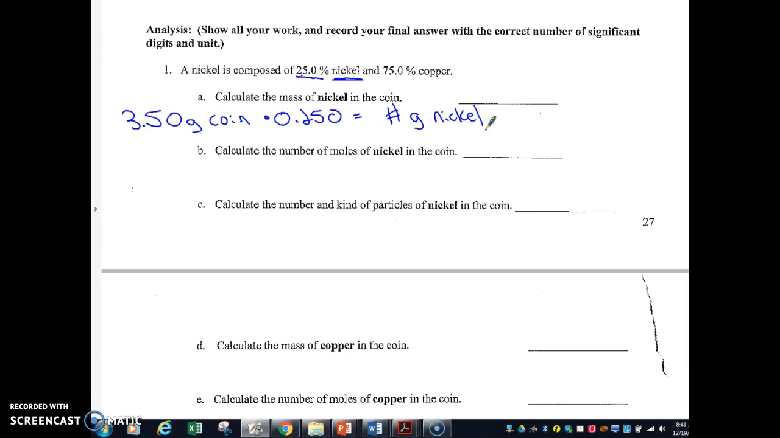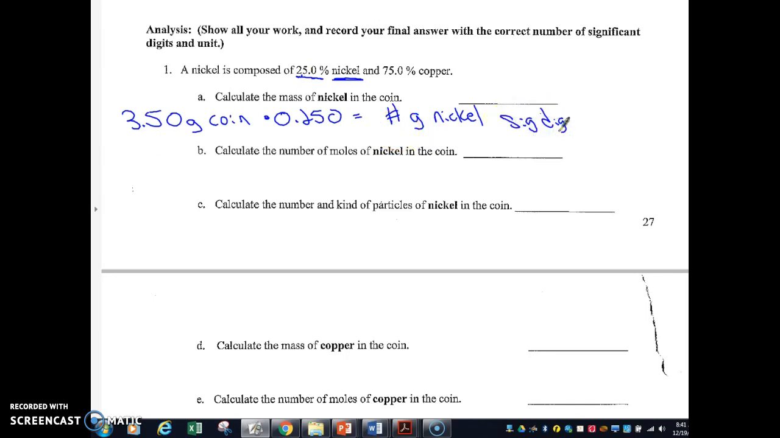Now pay attention to significant digits. Depending on the type of balance you use, you might not have 3 significant digits. You might have more. And then pay attention to that 25.0%. That's why I wrote it with this 0 at the end to match the significant digits in the problem. But you're going to get an answer there, round it off for significant digits.